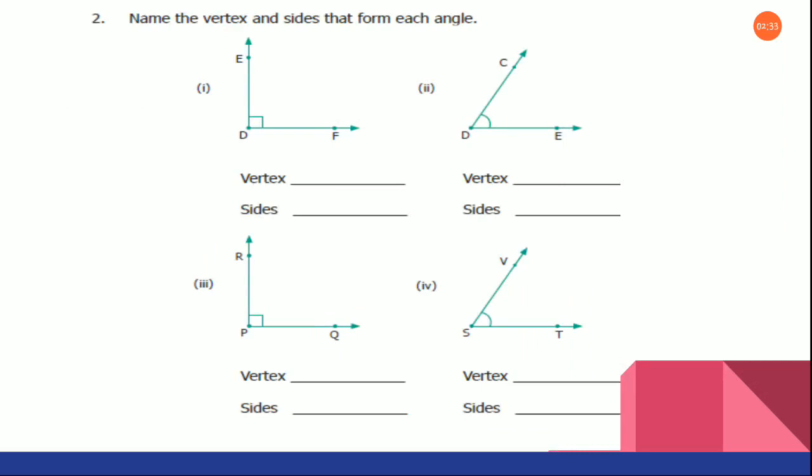Name the vertex and sides that form each angle. Look at the first subdivision. Which is the vertex here? I told you the point joining two sides is called as a vertex. Now, this D is the vertex here, right? Good. So, D is the vertex and sides are ED and DF. Clear?